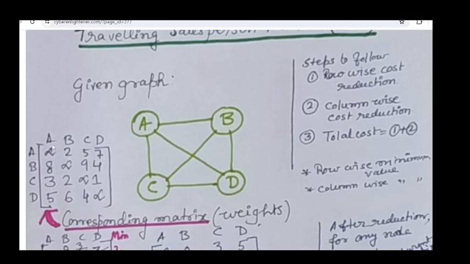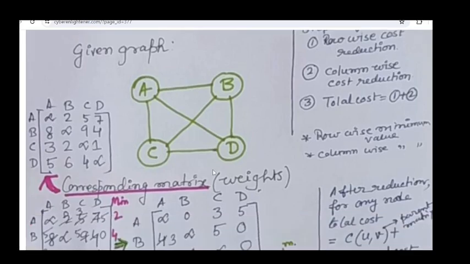The salesperson wants to visit, so A to A is infinity initially, because you are assuming that he will visit all cities and come back to A. So that will be infinity initially. B to B also infinity, C to C also infinity, D to D also infinity. Now what should you do? The initial costs are given in terms of the matrix.